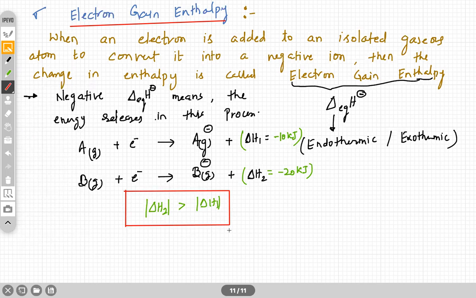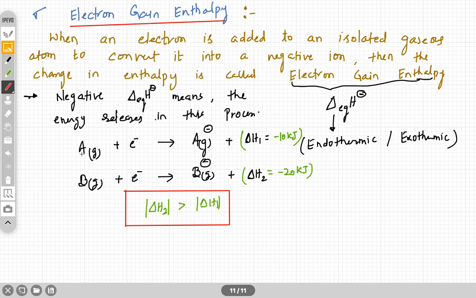Another thing is, the one which releases more energy can more easily gain that electron. It means the electron gain enthalpy of B is more than that of A. Just for an example, I've told you. Like I said, it can be positive also.